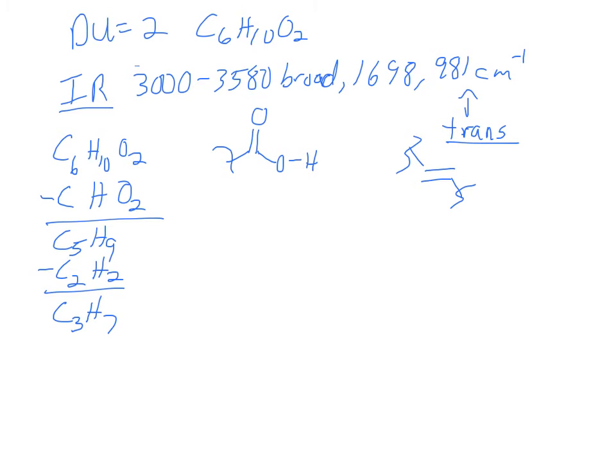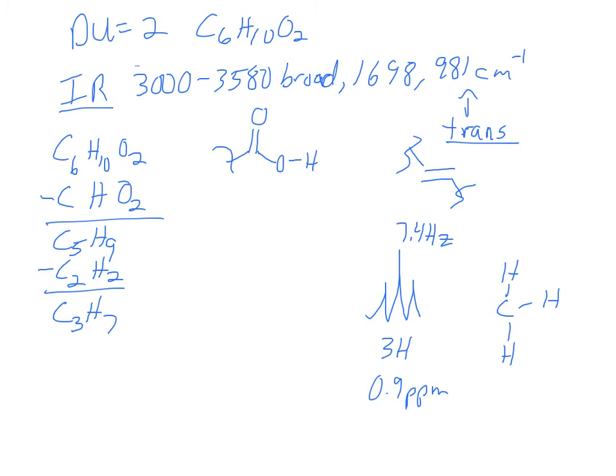On the far right, you see a triplet with a coupling constant of 7.4 hertz. That is worth 3 hydrogens, and that's at 0.9 ppm. So 3 H's, that's probably going to be what kind of group? It would probably be a methyl CH3. And it's a triplet, so how many nearest neighbors does it have? 2. So it's next to a CH2, right?